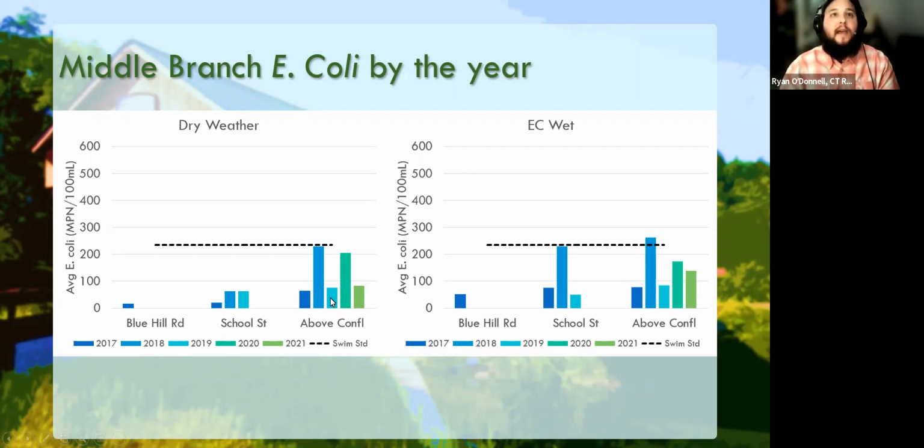So, once again, in 2018 you see a little bit higher on the wet weather, but overall the middle branch looks great. A great place to be swimming, I think.